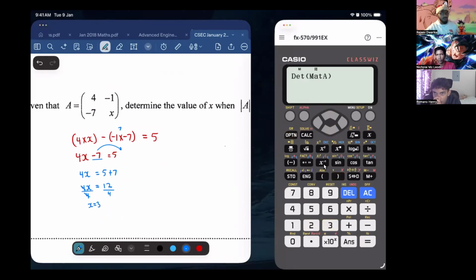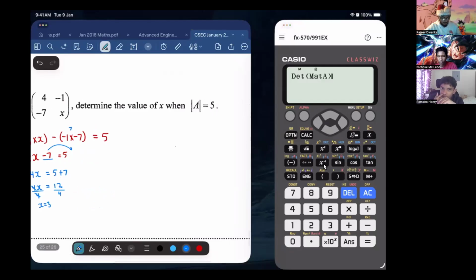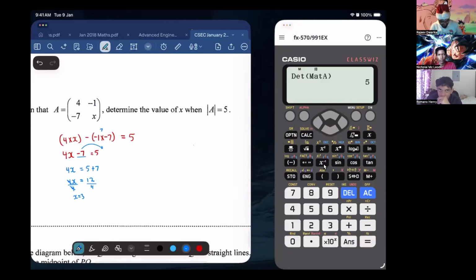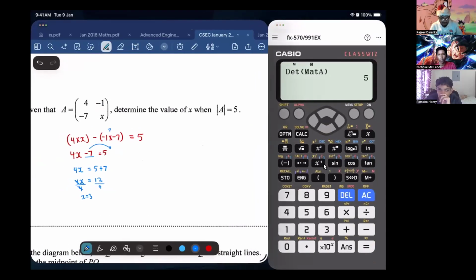And when I press equal, what am I supposed to get? The determinant, well, 5. You see how every single thing is working out?